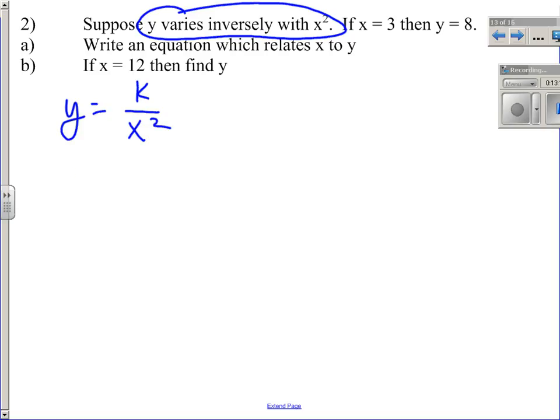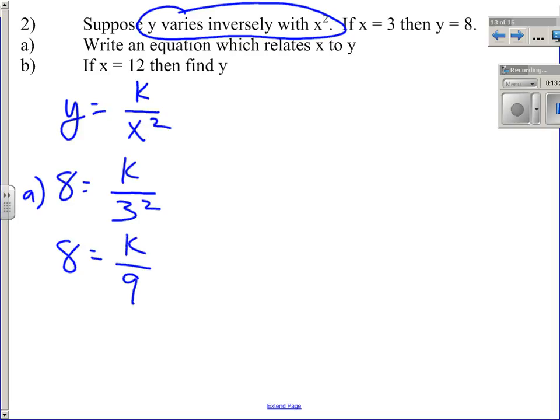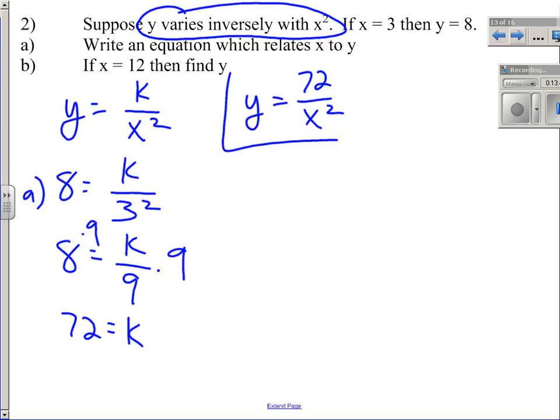Here's what we're going to have. We're going to have y, which is 8, equals k divided by x, which is 3 squared. So 8 equals k divided by 9. To find out k, we're going to multiply both sides by 9. So you get 72 equals k. So my equation is y equals 72 over x squared. There's my equation for part A.